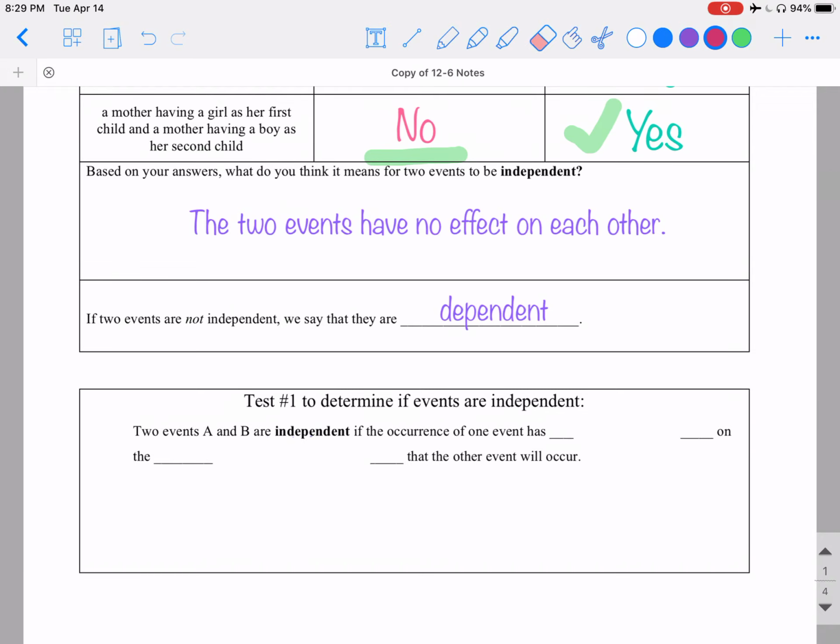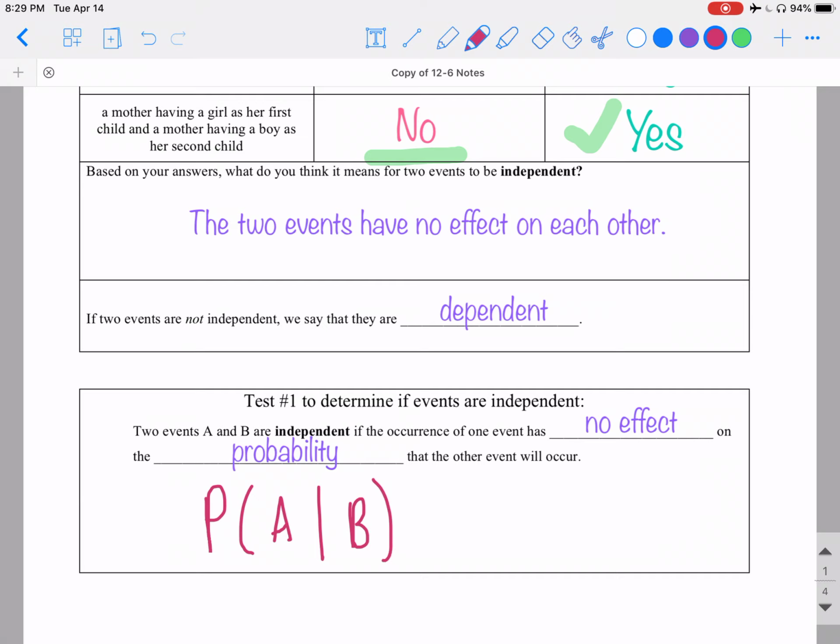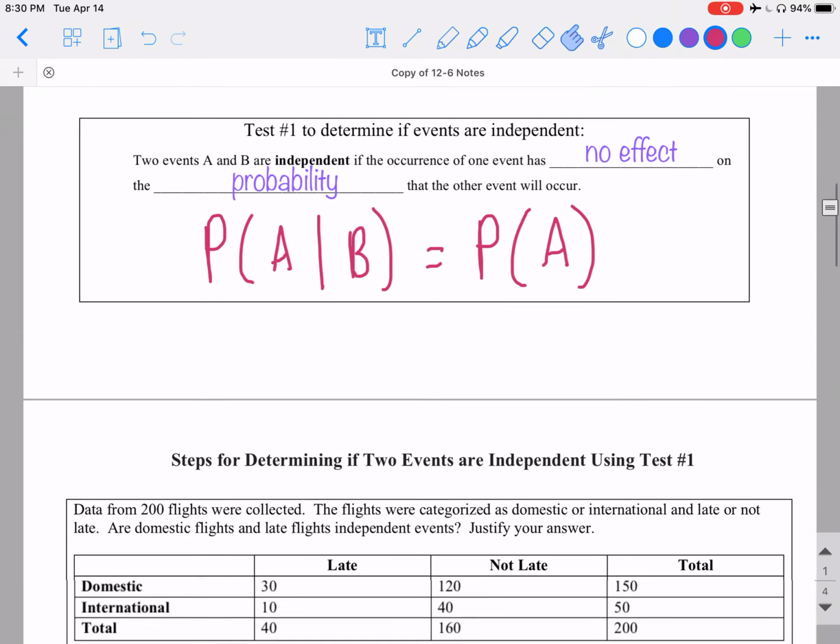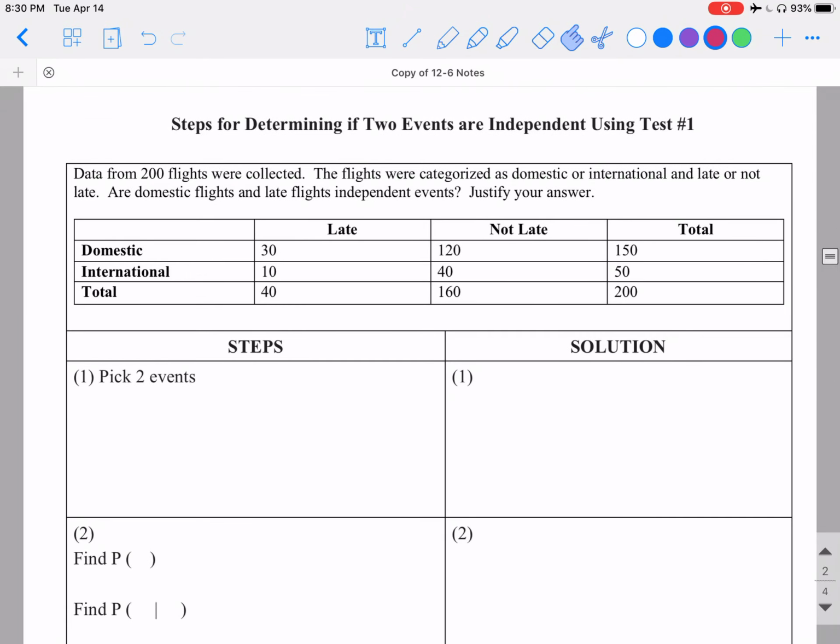So again, two events A and B are independent if the occurrence of one event has no effect on the probability that the other event will occur. The first test we're going to use to test for independence is the probability of A given B equals the probability of A. If this is true, then two events are independent. So I'm going to use this test to do the next example.